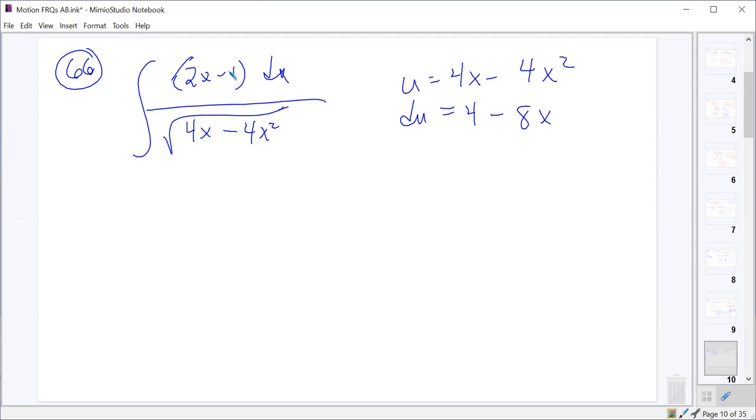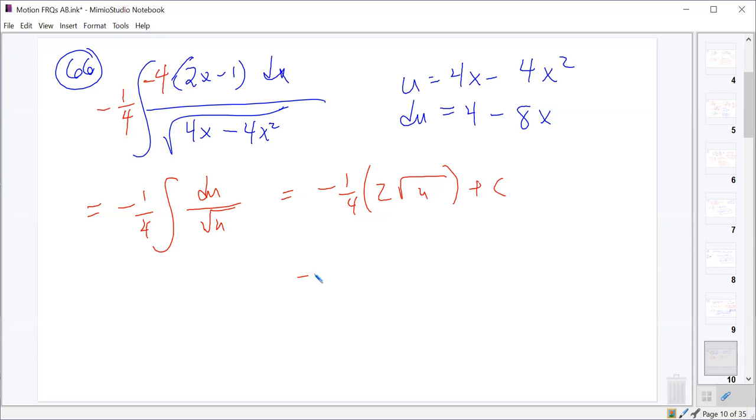And we'll note that the ratio between the 1 and the 2 is the same as the ratio between the 4 and the 8 there. But if I multiply this thing inside of here by -4, that'll give me a -8x and a +4. So we'll do that and a -1/4 on the outside. And we'll end up with -1/4, and then our numerator is du, and our denominator is root u. And so as we did before, that's -1/4 times 2 root u plus your constant, or -1/2 square root 4x minus 4x squared plus your constant.